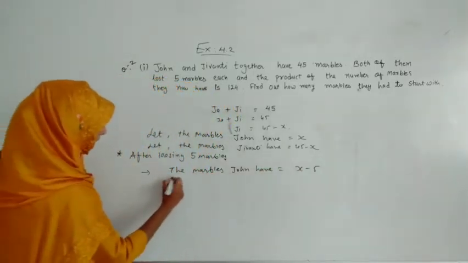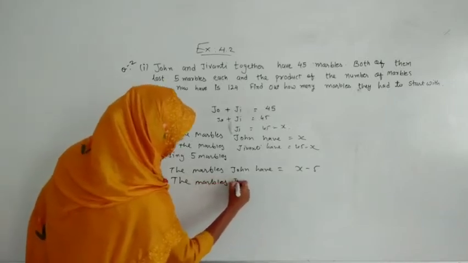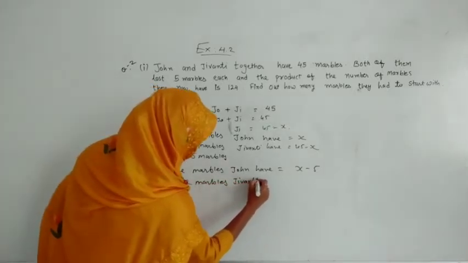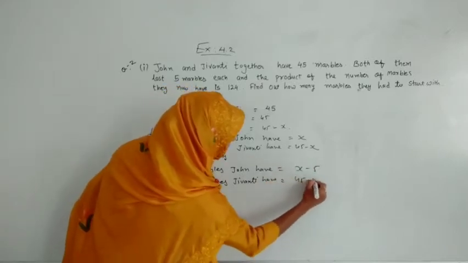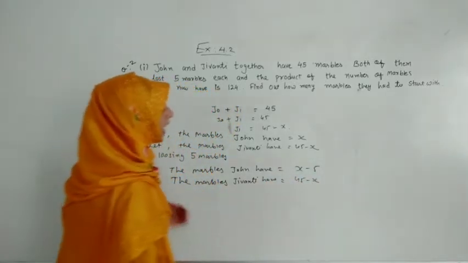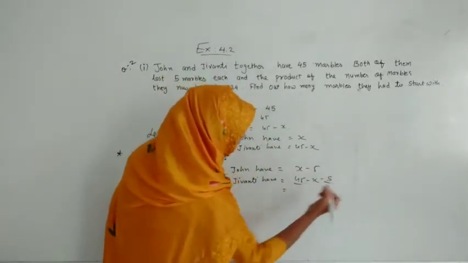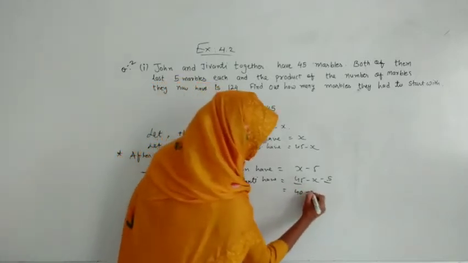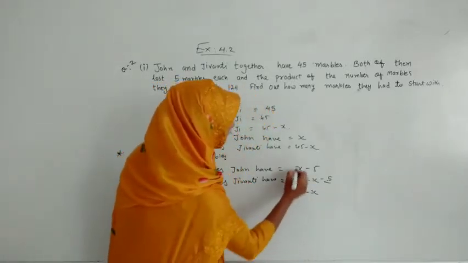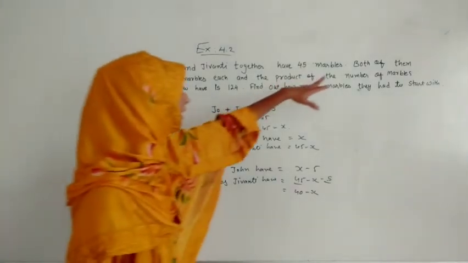And similarly, Jivanti is also losing 5 marbles. So we will write that earlier she had 45 minus x marbles and again she is losing 5 marbles. Then 45 minus 5 will make 40, and this minus x will become as it is. So we have new data. After getting that new data, we will read it again.